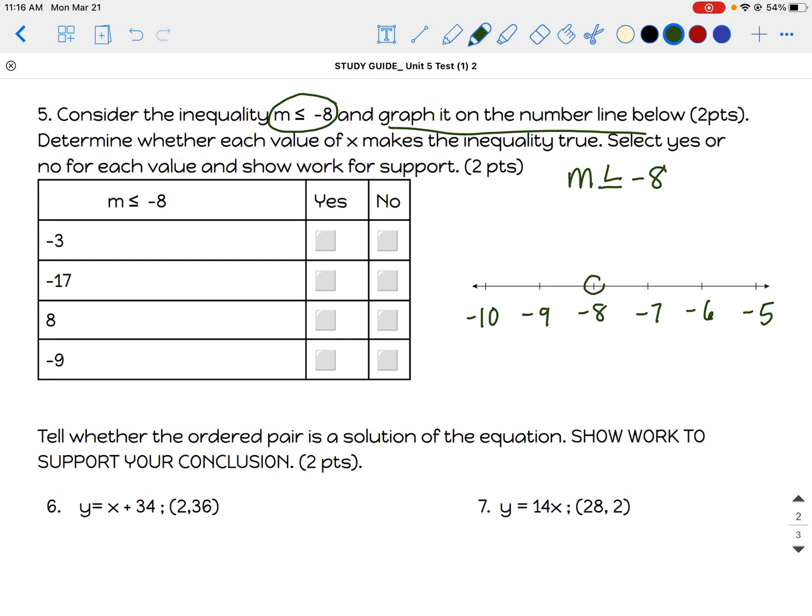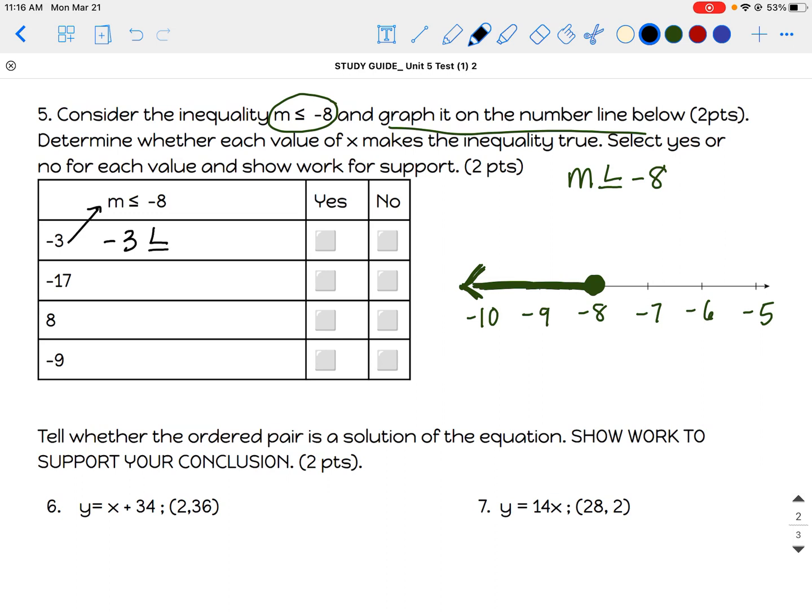Since this has an equal to, my circle is going to be shaded because it makes it a solution, right? If I plugged in -8, -8 is less than or equal to -8. And then I'm shading to the left since I want all values less than -8. All right, over here I can just plug in. So plug in values in place of m.